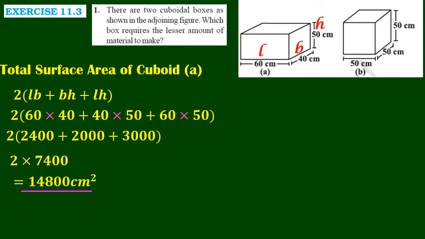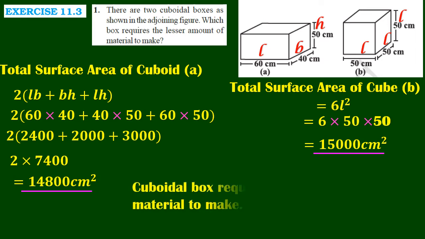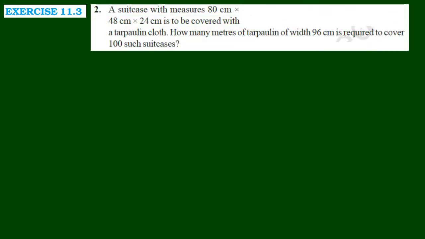Now let us find the TSA of second figure, that is a cube. All the sides are equal, so it's a cube. So its surface area 6L square. So the answer is 15,000 centimeters square. So that means which box requires the lesser amount of material to make? Yes, cuboidal box requires lesser amount of material to make. So this is smaller. So let us move on to question number 2.